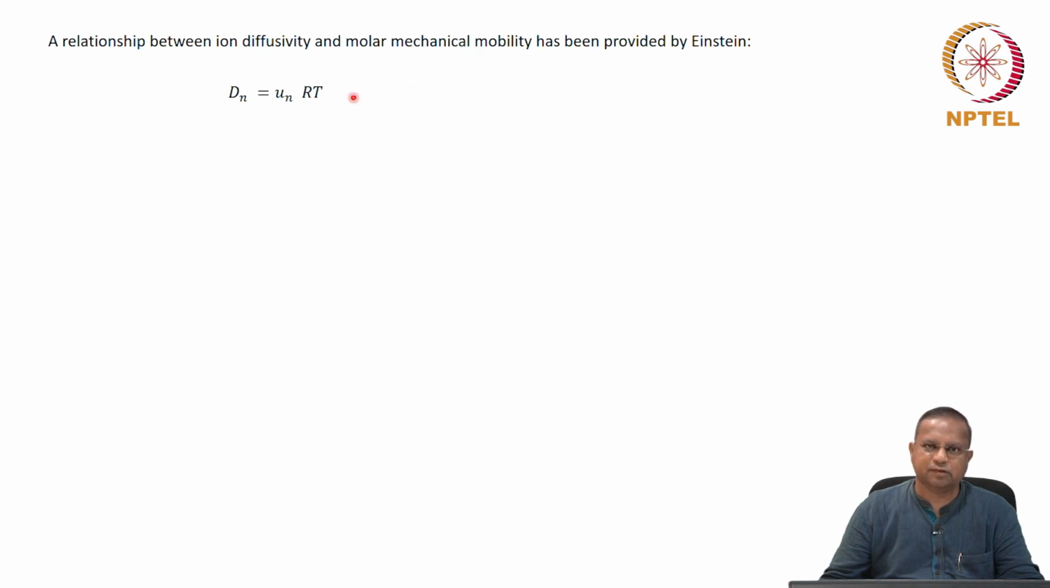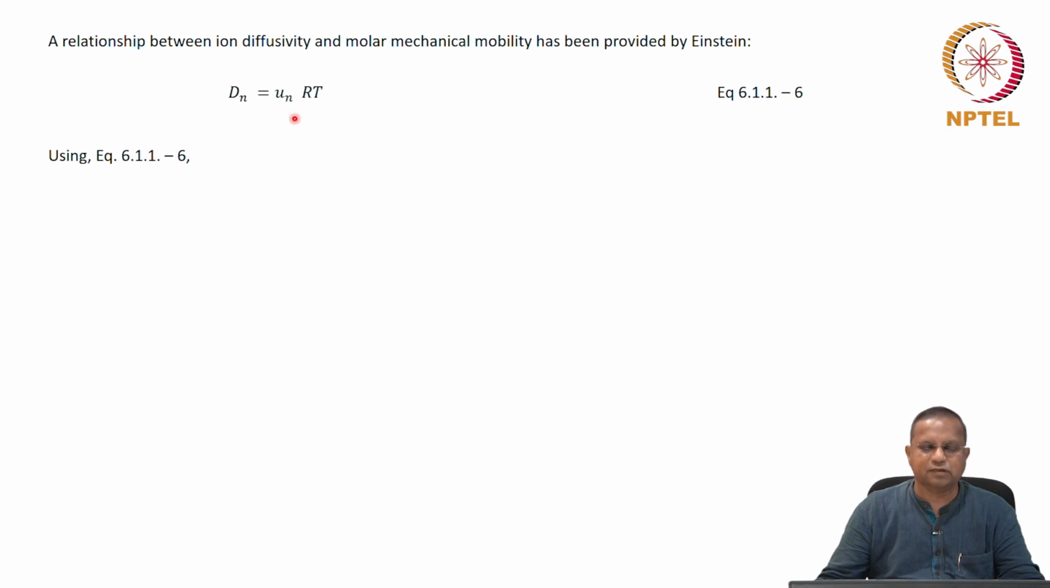Einstein's relationship is rather simple looking. dn, which is the diffusivity, is nothing but the molar mechanical mobility. See, this comes in this formulation. That's the reason why we have been developing things in terms of the molar mechanical mobility. So diffusivity equals the molar mechanical mobility times RT. That is Einstein's relationship. Therefore, let us number this 6.1.1-6.